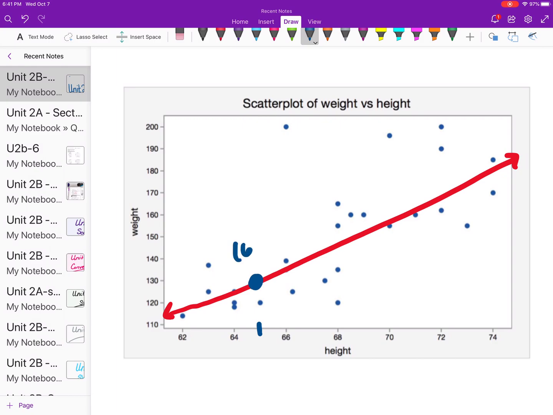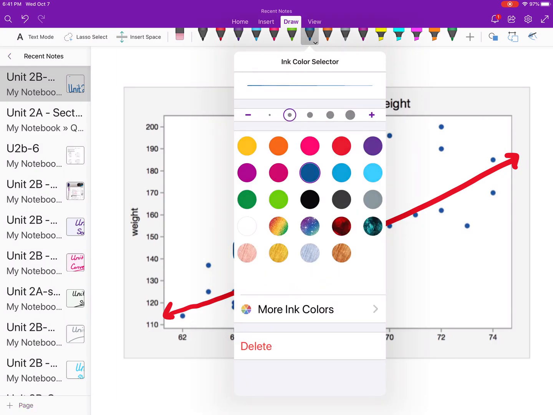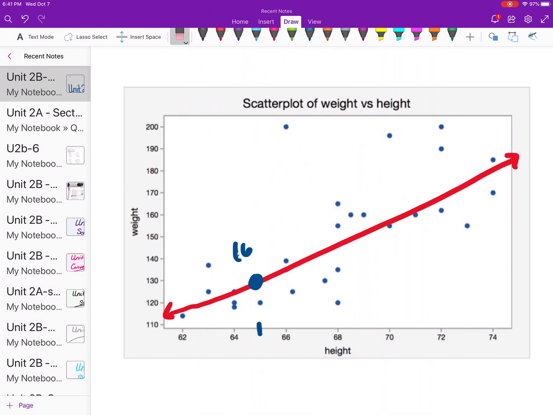So I'm going to go 65. Let me make this a little narrower. Oops. Okay, so 65, 130. That's my first point. And again, this is more of an eyeball thing than a perfect point. So let's go to 74, and I'm going to go to right here. And I'm going to call that, I don't know, more like 175. So it's 74, 175.